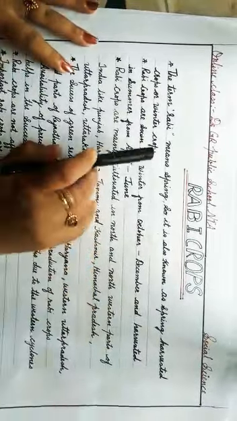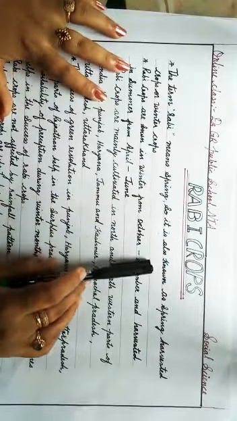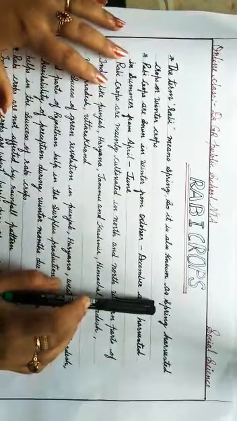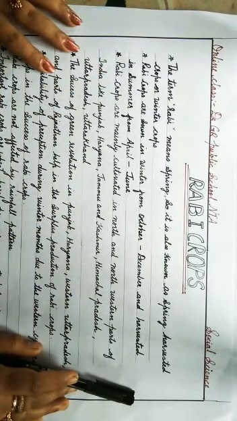The term Rabi means spring. So it is also known as a spring harvested crop or a winter crop.